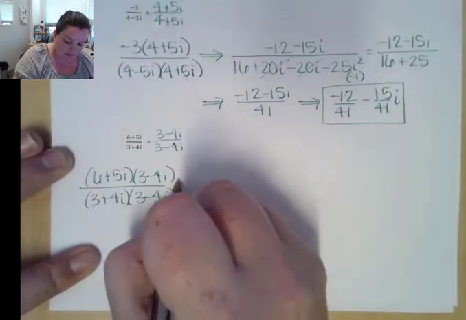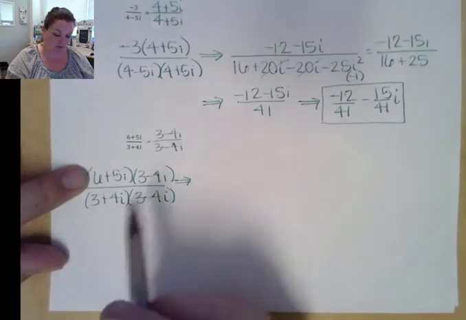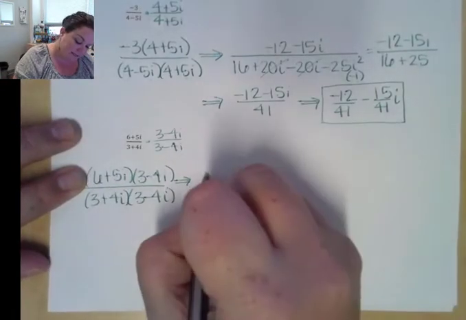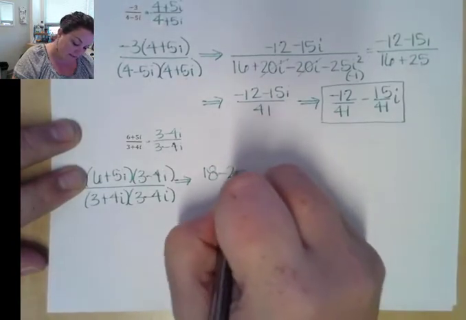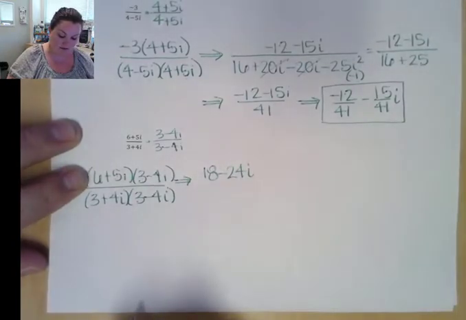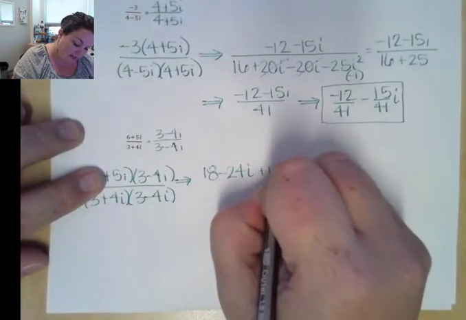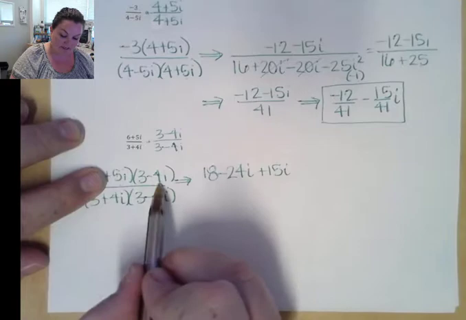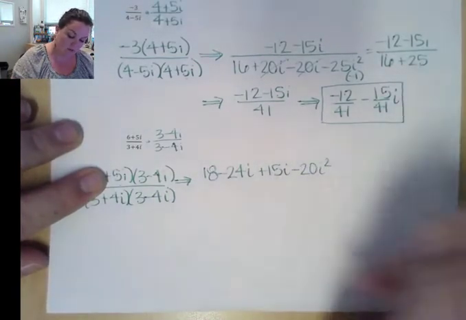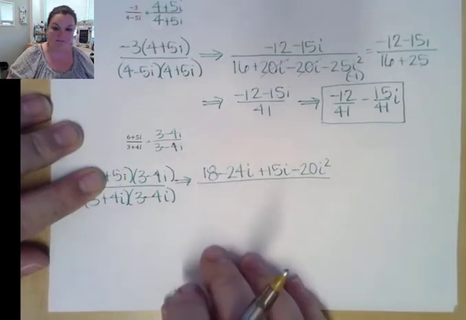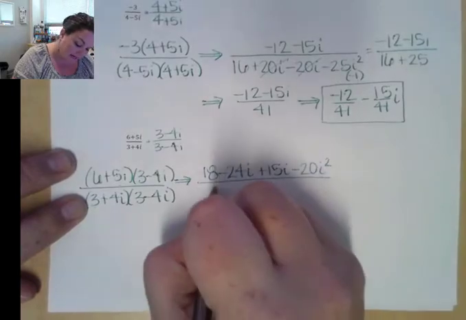And then I just need to go ahead and multiply that out. So on top, I'm going to distribute my 6 first. 6 times 3 is 18. 6 times -4i is -24i. Then I'm going to distribute my 5i. 5i times 3 is 15i. And 5i times -4i is -20i squared. Okay. Then on bottom, I'm going to distribute my 3. 3 times 3 is 9.